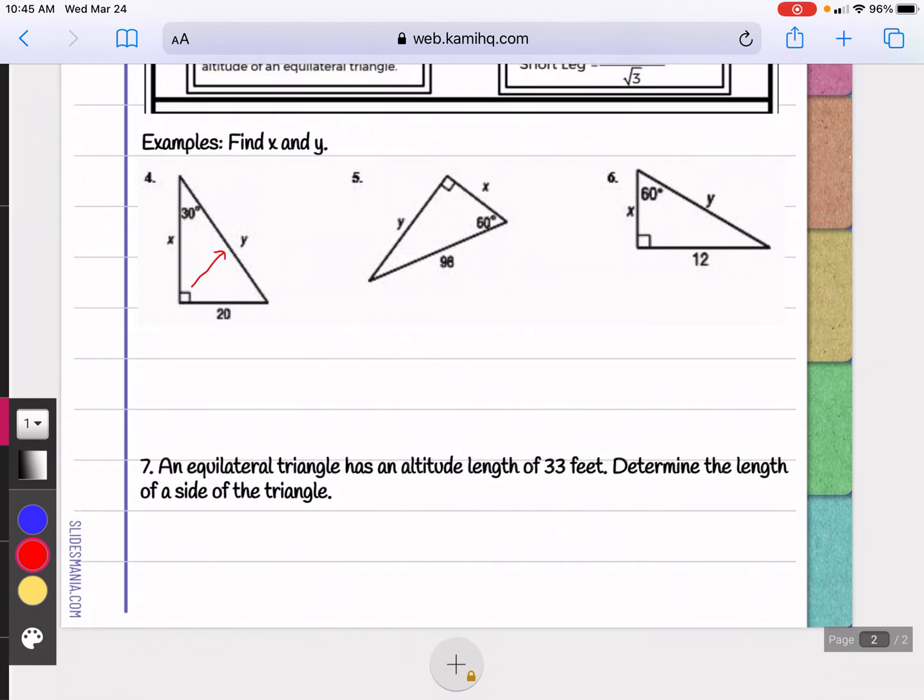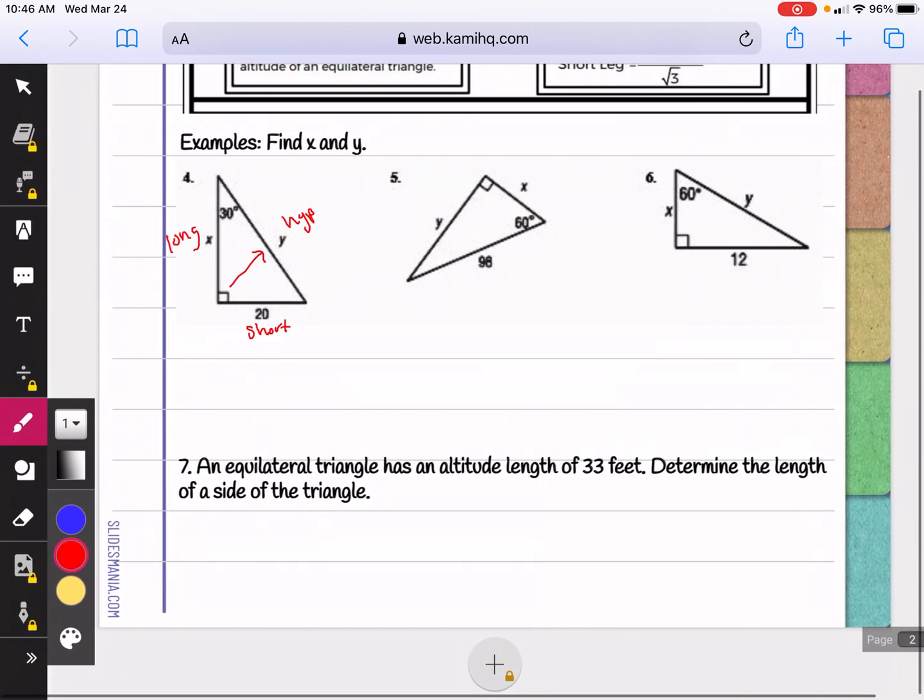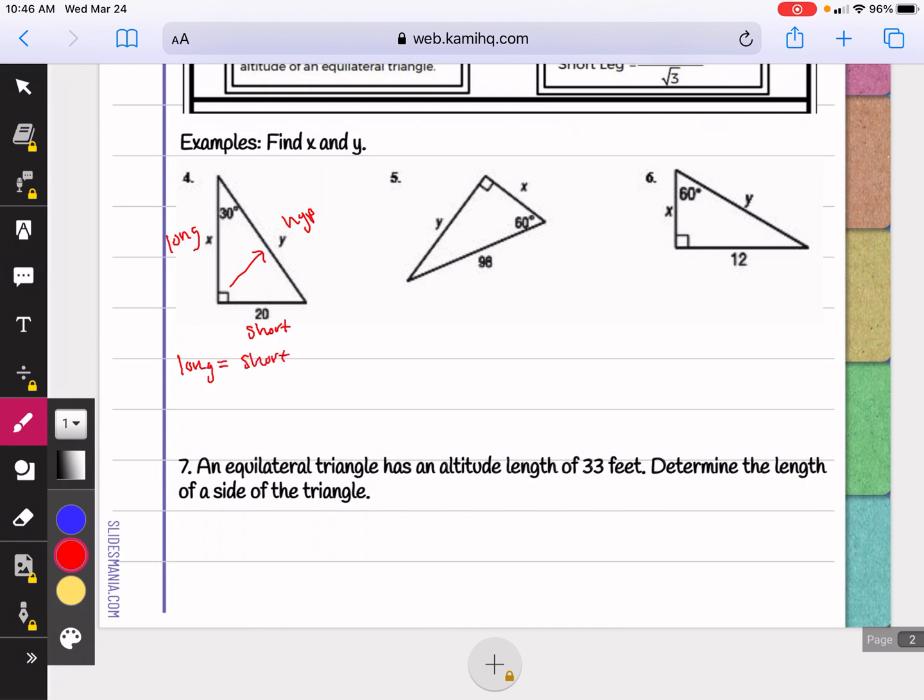In our next example, y is the hypotenuse because it's directly across the 90-degree angle. So 20 would be our short leg and x would be our long leg. Here it doesn't matter which one we find first. I'm just going to find x first. So our long leg, the formula is the short leg times square root of 3. So it would be 20 square root of 3.